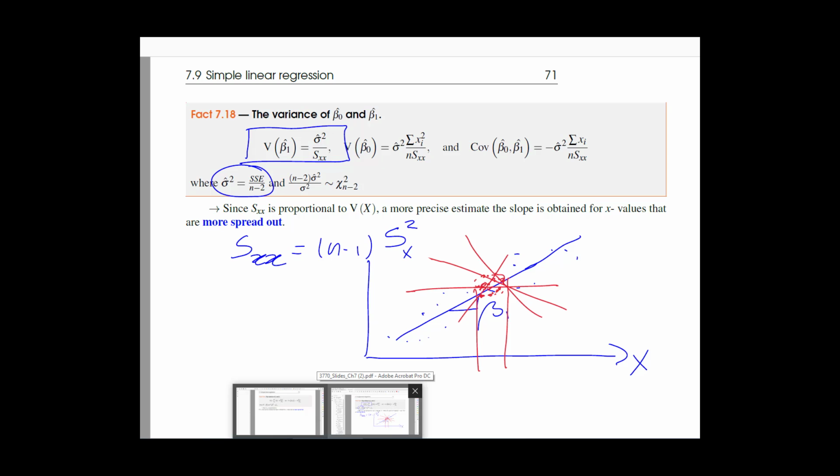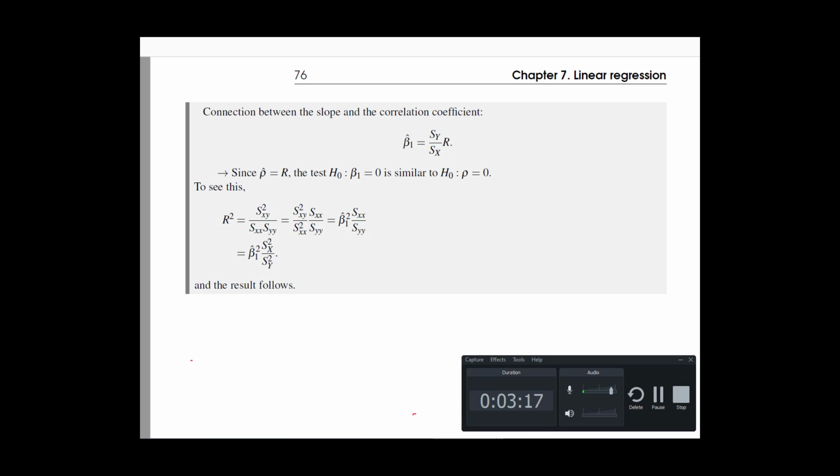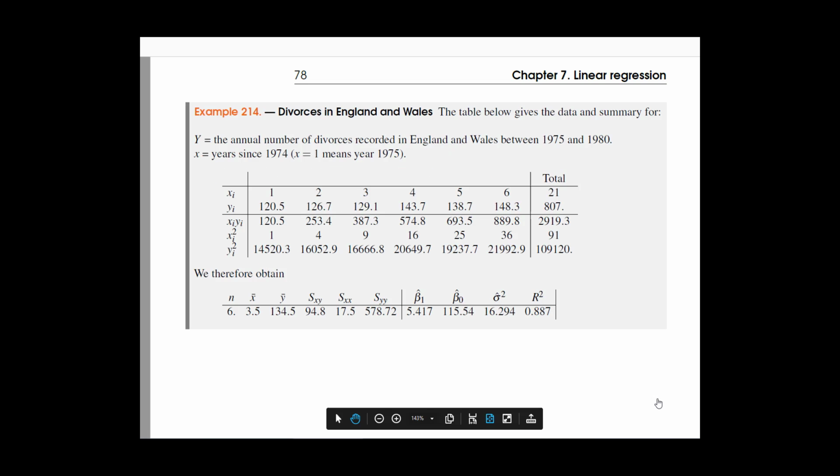Now, let's go back and do some examples. All right, so let's do this one. Let's say you have this amount of data given to you. So just the x's and the y's, okay? So in this case, y is the annual number of divorces, and x is the time. Okay, that's the data you have.